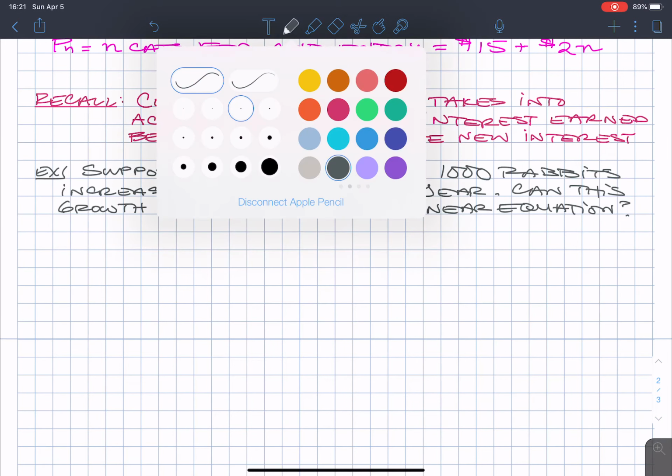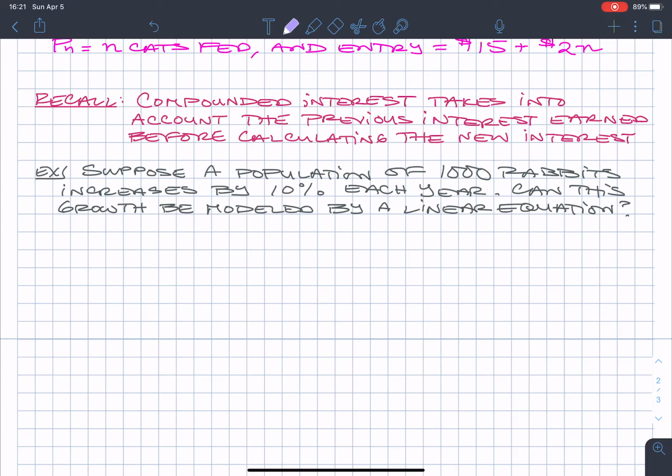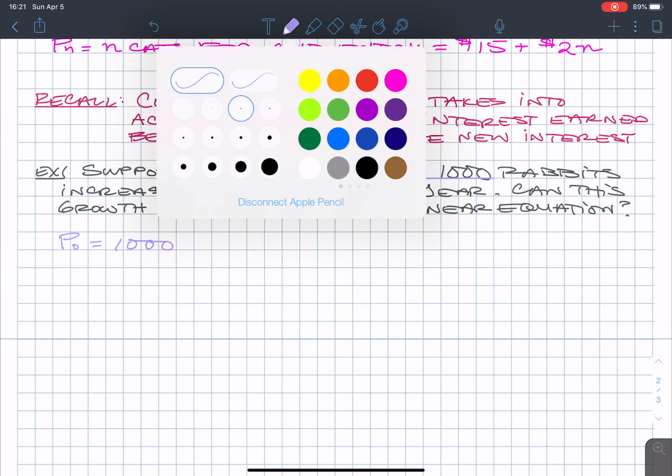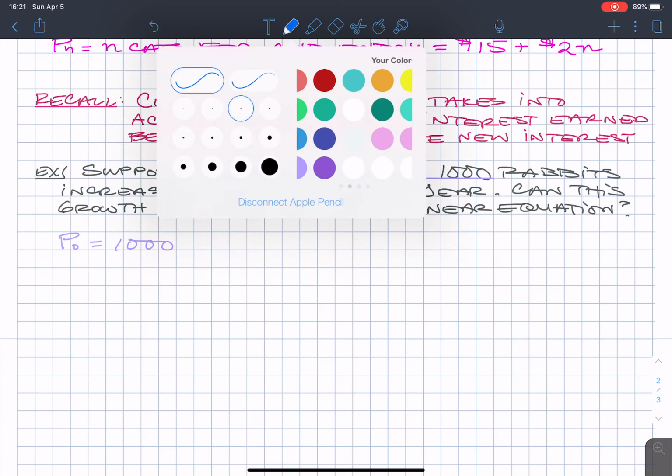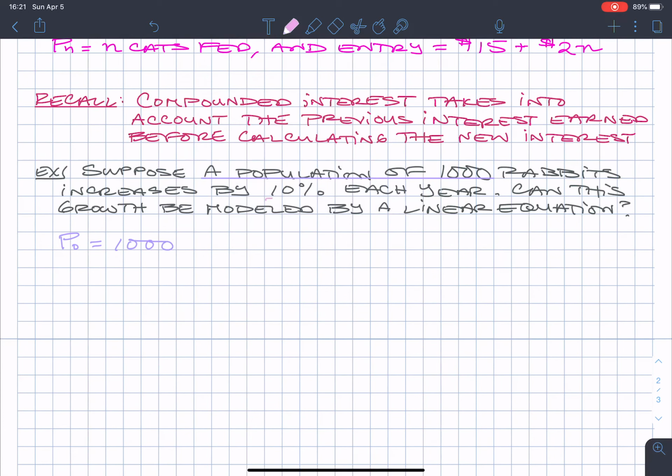Okay, well, population of 1,000 rabbits. So my initial population, P sub 0, is 1,000, right? And by the way, my interest rate, what color shall I do my interest rate in? How about pink? So my interest rate, R, is 10%. It's 10%, which we know to be 0.10.